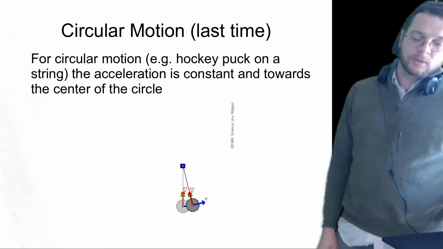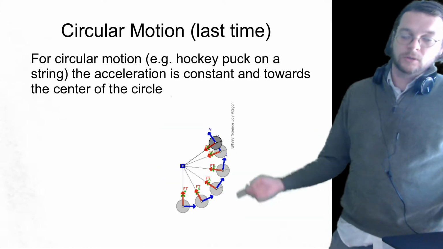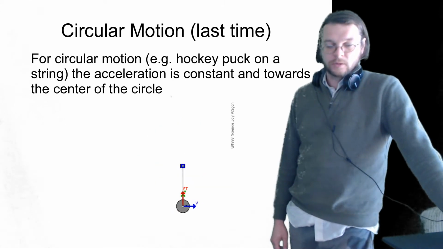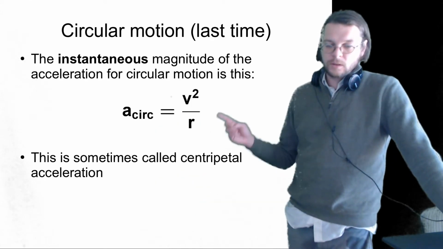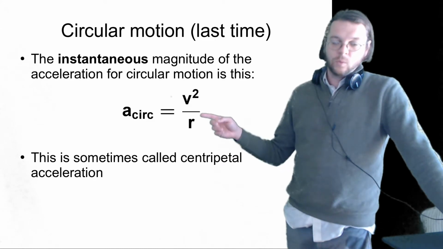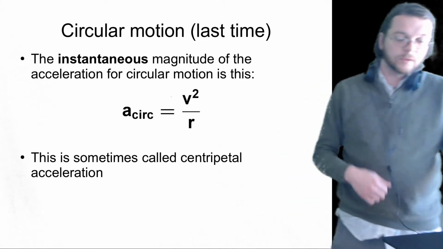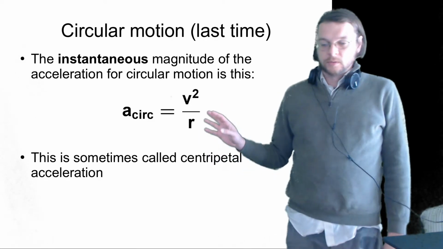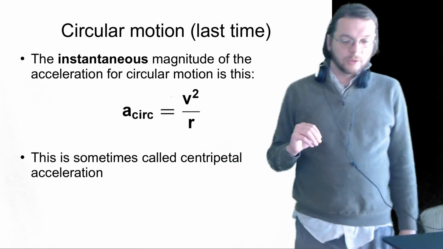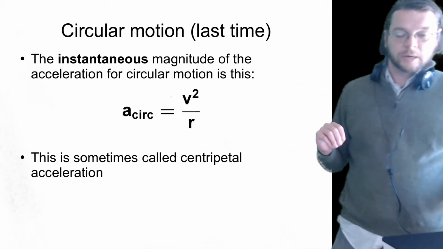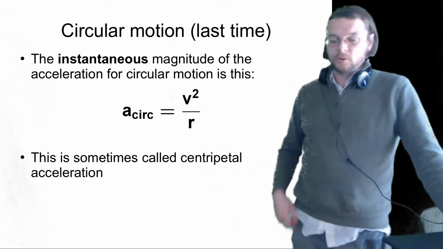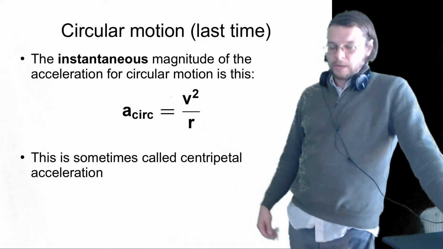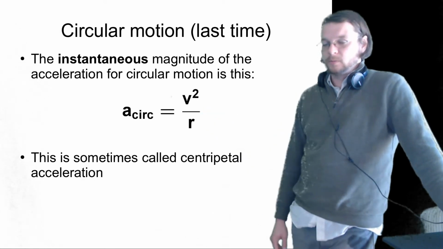and so that makes it move in a circle. The acceleration is always in the same direction as the force if there's only one force, so the acceleration is towards the center of the circle. Last time we talked about how when a thing is moving in a circle, the acceleration is v squared over r. This is sometimes called the centripetal acceleration, but for all intents and purposes, it's just the acceleration of a thing moving in a circle.